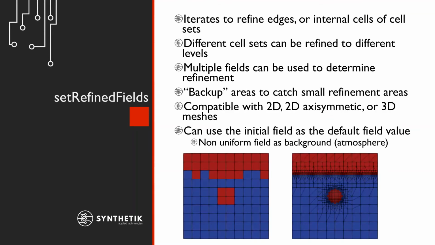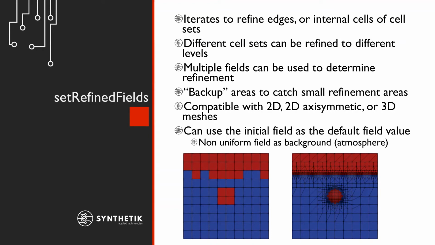Yeah. And then we have set refine fields. So I think this is my favorite little utility we have. Basically what it does is it iterates over cell sets to refine volumes. So it's a modified version of set fields. You can refine these different cell sets, at different levels if you want. You can define multiple fields, which basically you want to track to see where there's changes.